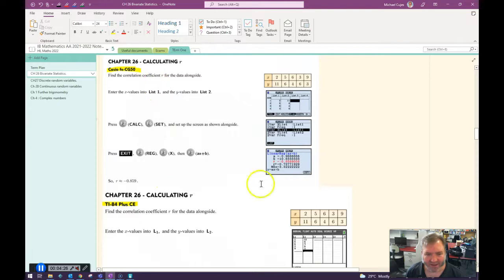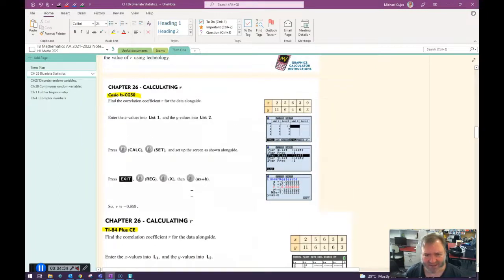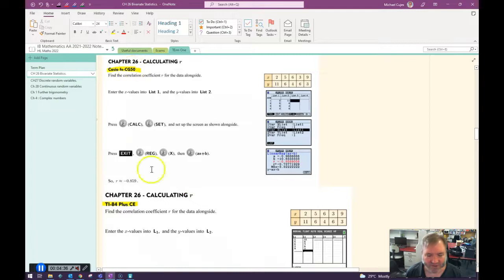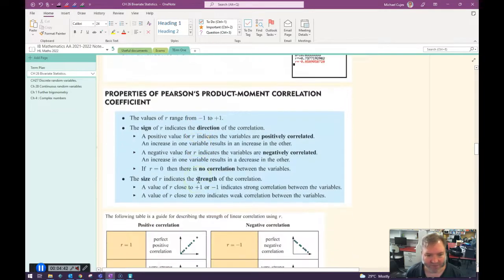So I have put the calculator instructions in there. We'll do an example in a minute so you can see. And the TI calculator instructions are there as well. If anyone has something other than the CG50, and this will work for the CG20 as well, or the TI-84, let me know and I'll see if I can find the instructions for those and put them in there as well. What does a correlation coefficient give us?